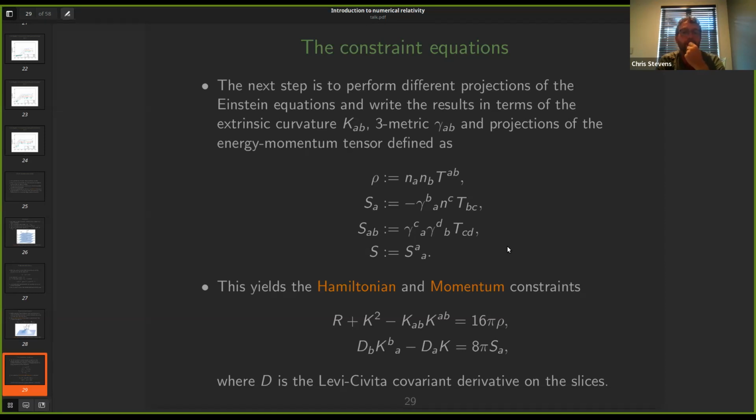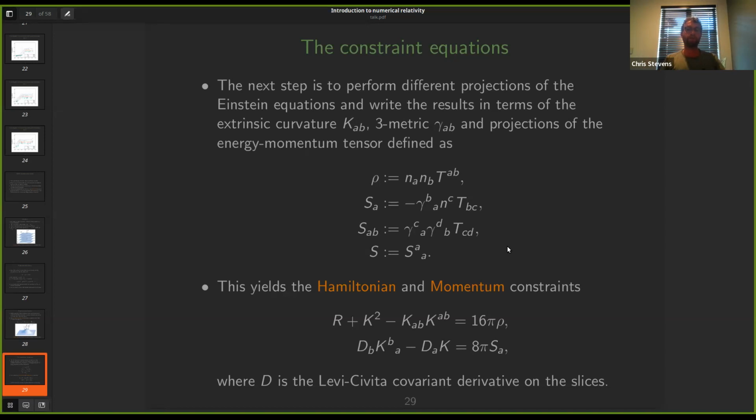And so contracting the Einstein equations with certain projections, we can take the Einstein equations and we can project, taking different transvections with n or with gamma or with different combinations. This will give us the Einstein equations either projected onto the surface or projected in the normal direction and things like that. And these different combinations will give us either the constraint equations or the evolution equations.